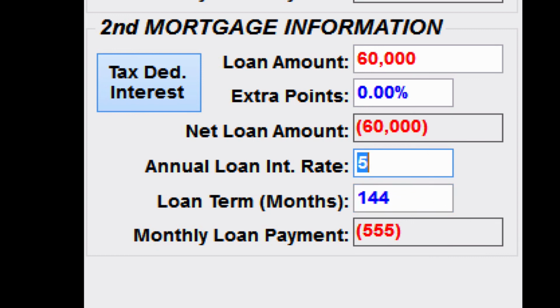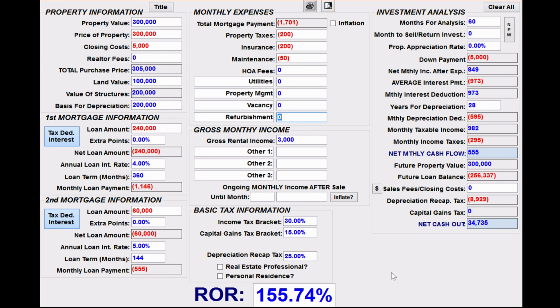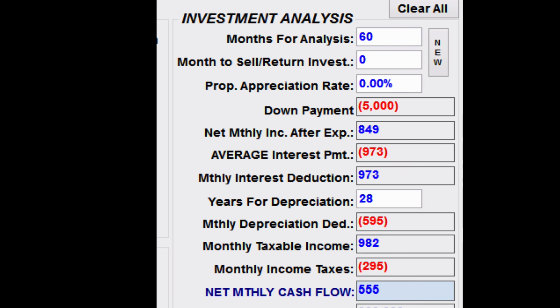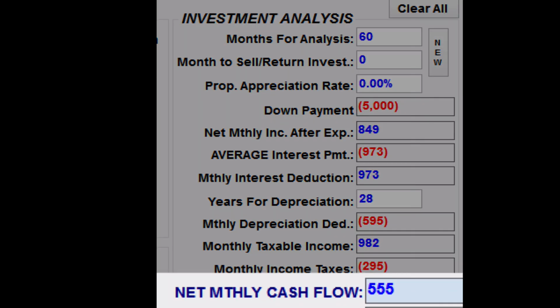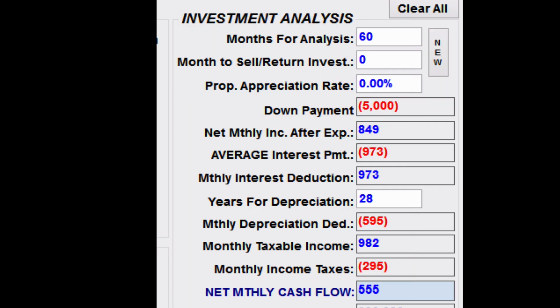That will give us the equivalent monthly loan payment of paying as much interest times 2 going to the principal, which equals a monthly loan payment of $555. Now when we look at the investment analysis, again, everything else is the same. Our monthly cash flow has gone down to, coincidentally, $555. I didn't plan that. It just happened. But so we went from $797 to $555.